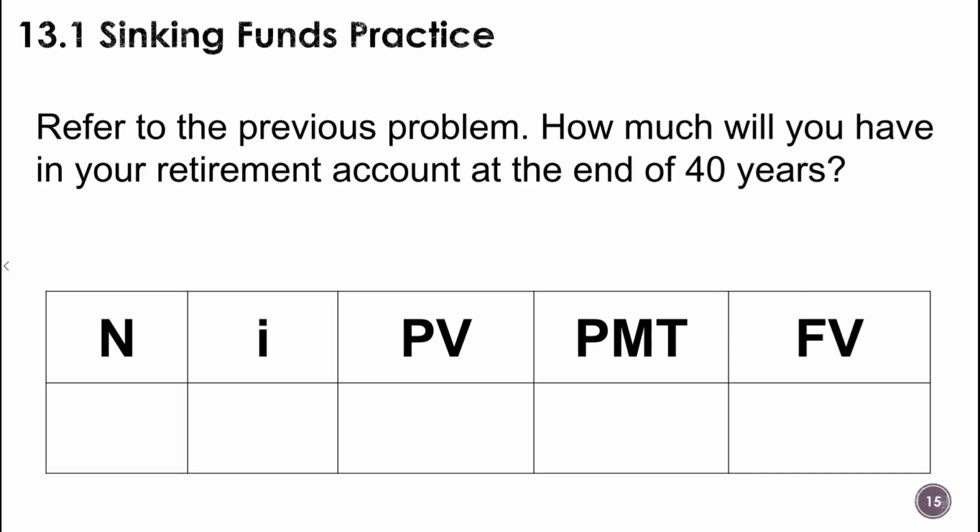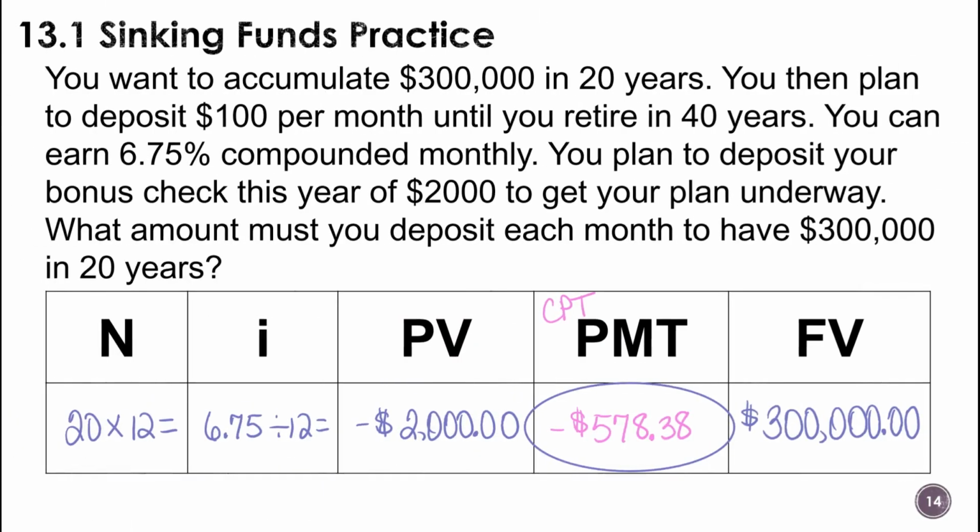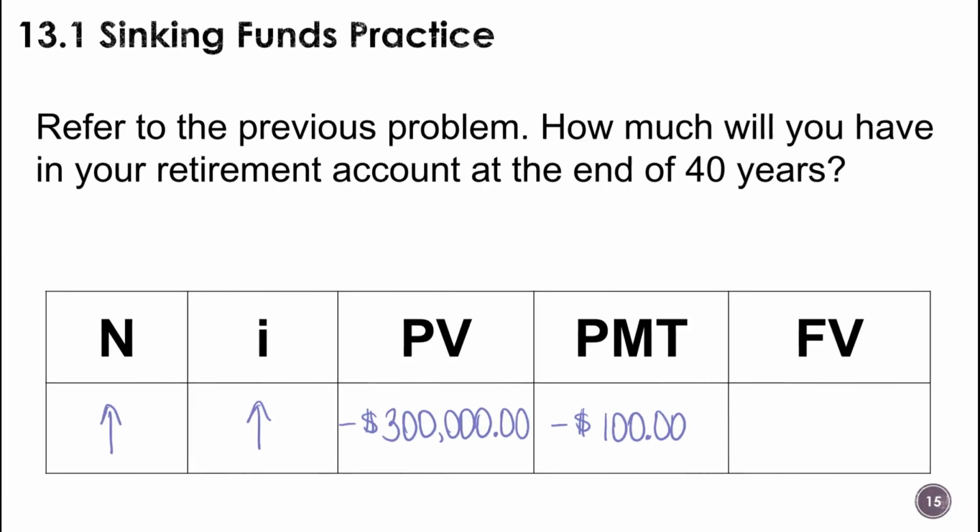So 20 more years, that means we don't change N, we don't change I, but our present value now is our $300,000 that we have accumulated in the first 20 years. We're paying a payment of only $100 a month. Notice that went down a lot because we were paying $578.38 per month. And then what will our future value be at the end of the second 20 years? And that's what we're going to compute, is future value.